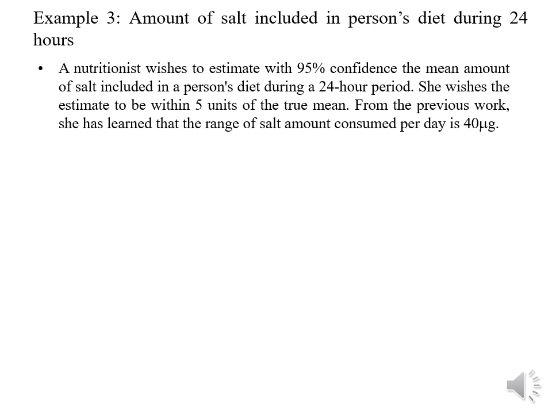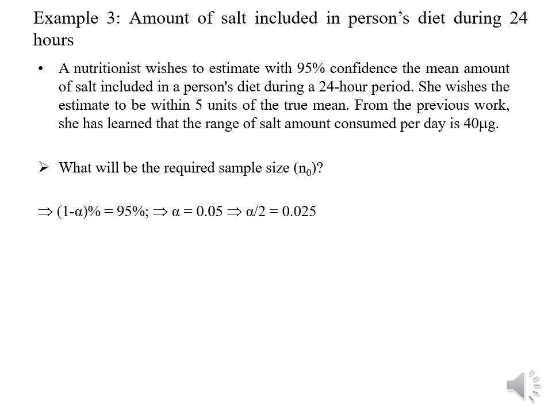So what are the various numbers that can be identified from here? That with 95% confidence, alpha is equal to 0.05. She wishes the estimate to be within 5 units of the true mean, so 5 units means that the margin of error, the bound of error, is 5. Here the population variance or sample standard deviation is not given, only the range is given, and we have seen in the previous slides that if the range is given, then we divide the number by 4 to approximate the population standard deviation.